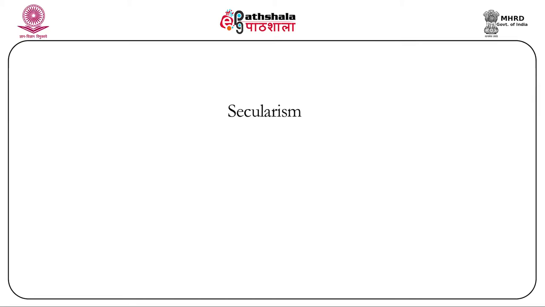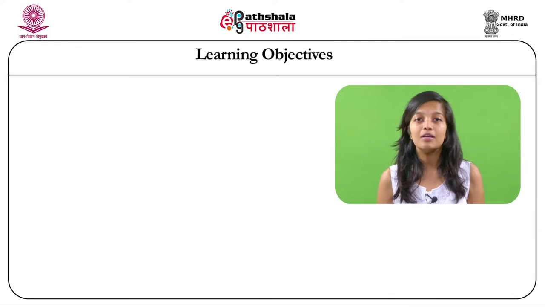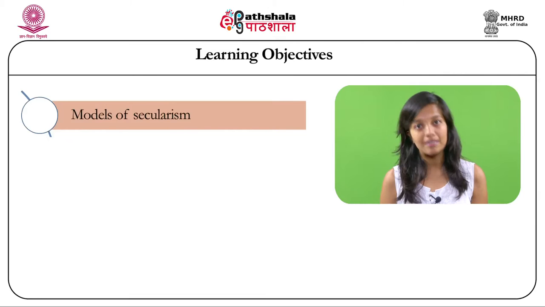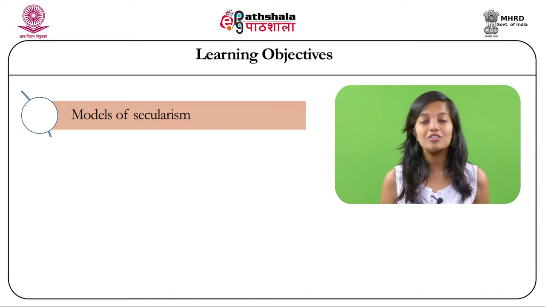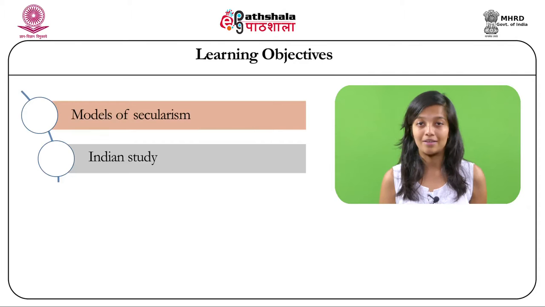The structure of this module is as follows. It will progress in two parts. The first part will deal with different models of secularism that can be found across constitutions in the world. The second part of this module will just raise some questions about India and about what kind of model you can find in India on secularism.